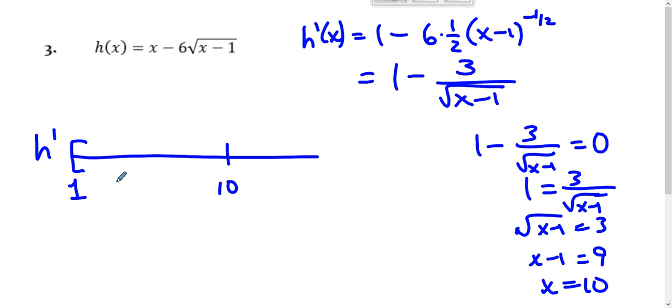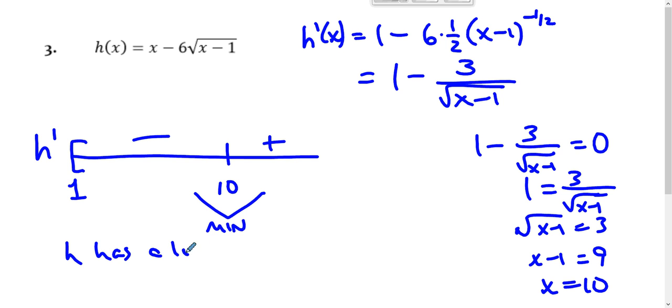Okay, anyway. So you pick your favorite number between 1 and 10, you plug it in here, you get a negative answer. You take your favorite number bigger than 10, you plug it in here, you get a positive answer. What does that mean? That means h prime goes from negative to positive. If h prime goes from negative to positive, x equals 10 is the min.